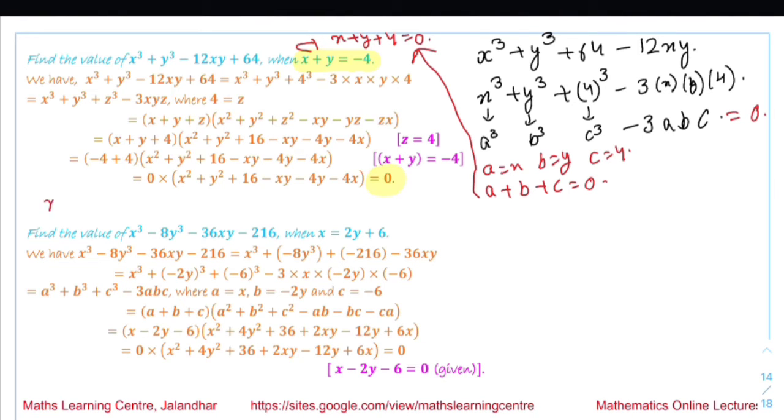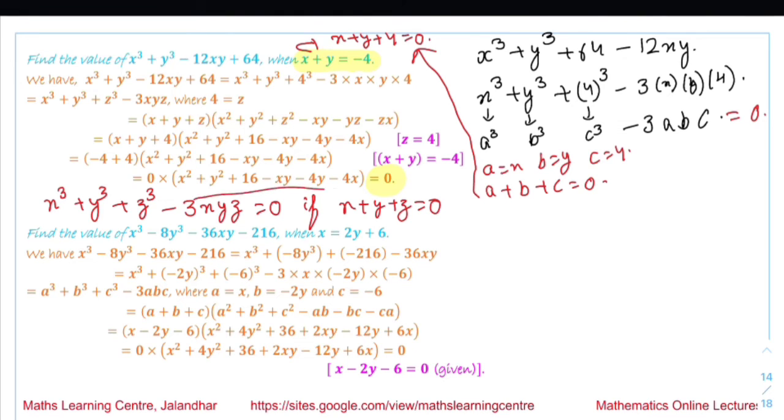The formula we have is x³ + y³ + z³ − 3xyz equals 0 if x + y + z is equal to 0. A similar thing we can write in another form: if x + y + z is equal to 0, then x³ + y³ + z³ is equal to 3xyz. So this condition is very important over here, that x + y + 4 is equal to 0. So this makes this formula applicable over here.